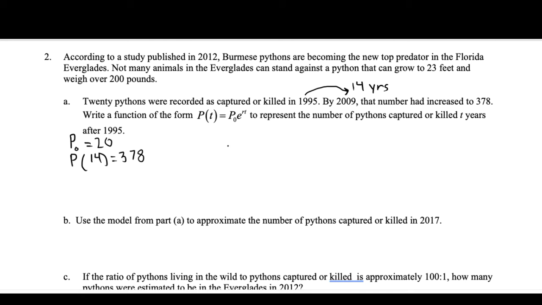So I'm trying to come up with an equation of this form: P of t equals p0 e to the rt. If I plug in the numbers I know, when t equals 14, p of t equals 378. P0 is 20. What I don't know here is the value of r, but I do know the value of t. T is 14 years, right? So 14r. So I'm trying to find r, which is the constant that represents the growth rate.